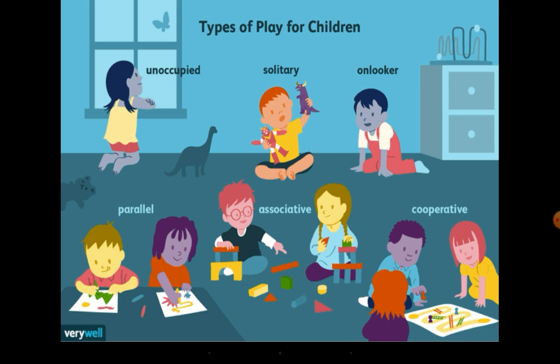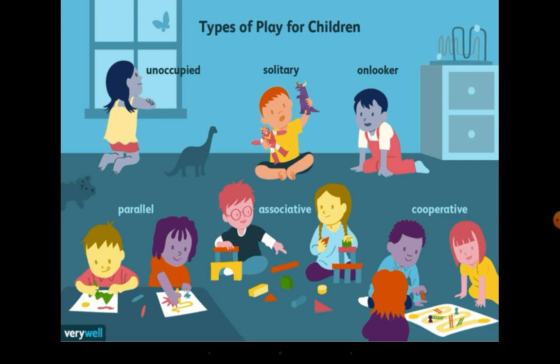The second type of play is solitary. Here, the child will play on its own. The child will manipulate the objects in the environment. The child will make use of the materials which are available near to him, and the child will play on its own. Here, the child is not bothered about the other individuals in the environment. The third type of play is onlooker. The child will not involve himself or herself in the play, simply, he will watch others playing.